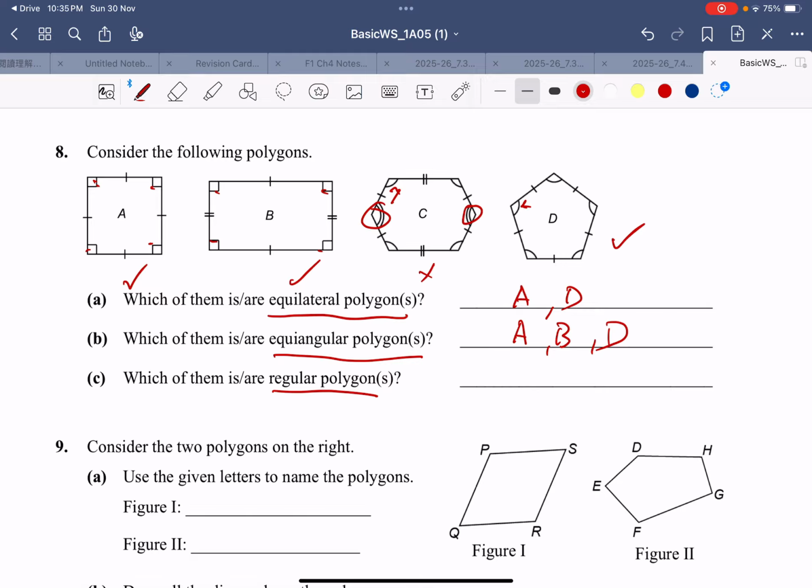And which of them are regular polygons? So both conditions should be satisfied. Both A and B should be satisfied. Equilateral and also equiangular. And then you can find AD should be regular polygons.